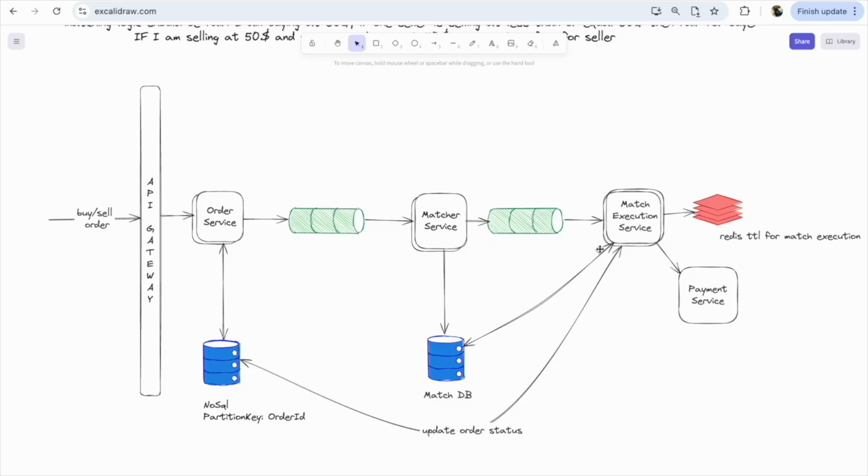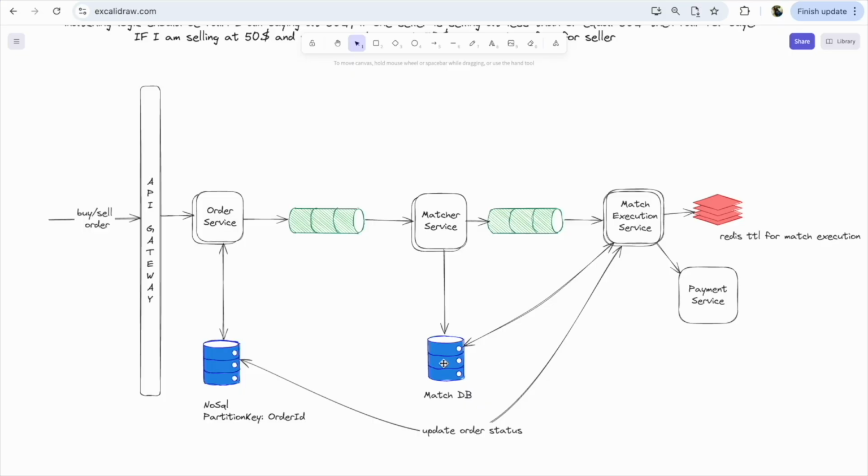So now there are distributed transactions happening here. The match execution service has to talk to this payment service, and update this match database and order database, and all this has to happen in an atomic way. So how do we ensure this in this kind of microservice architecture? We use patterns like the saga pattern. If we are updating the match database and then the payment service fails, then we have to roll back the operations we had in this match DB.